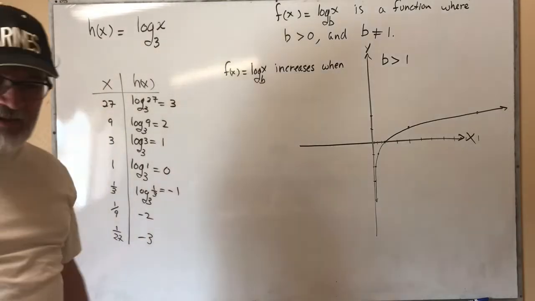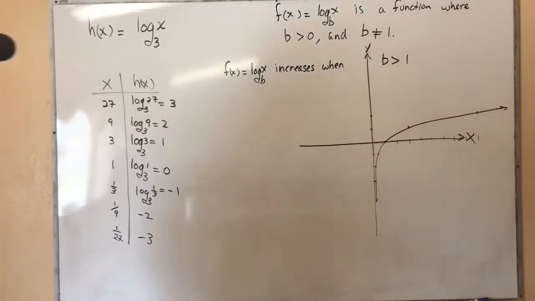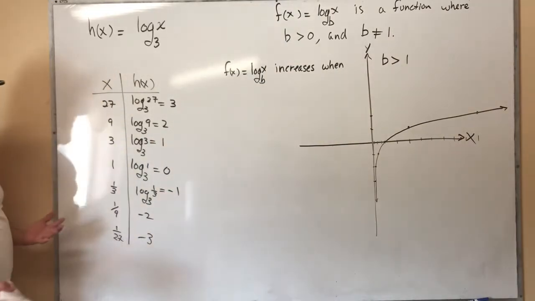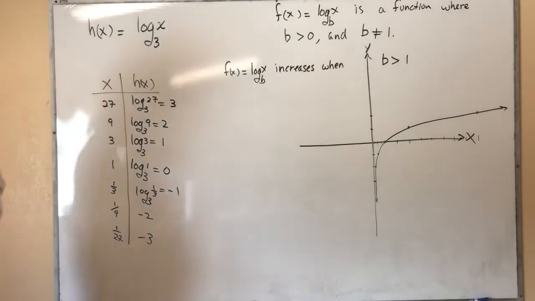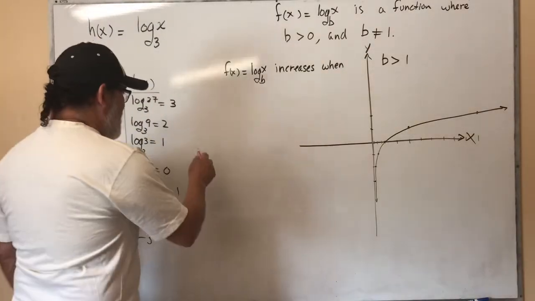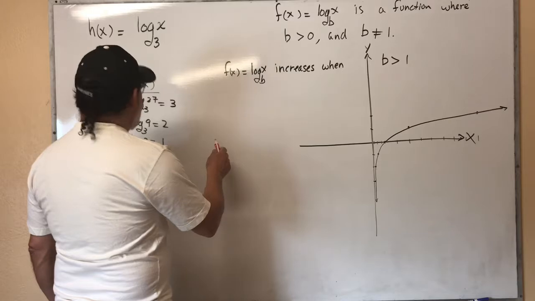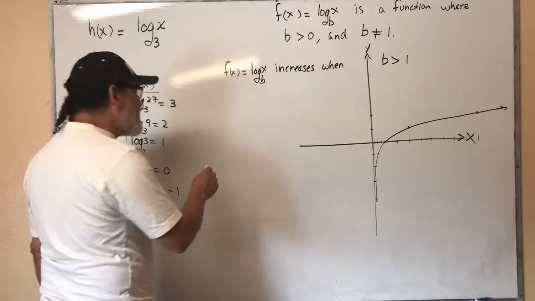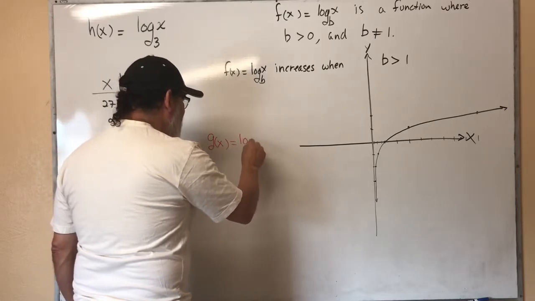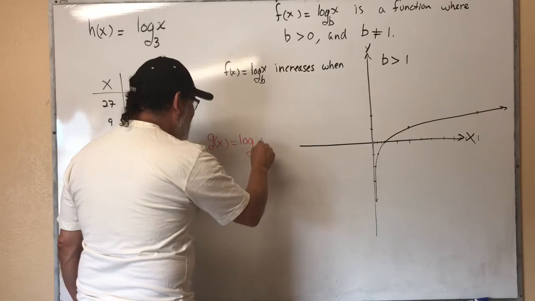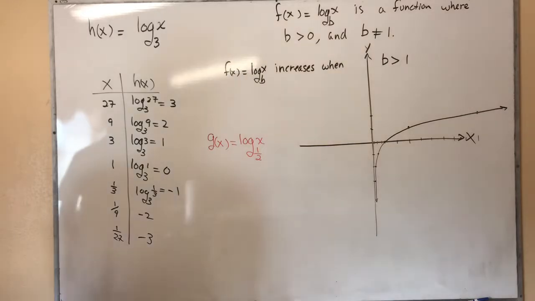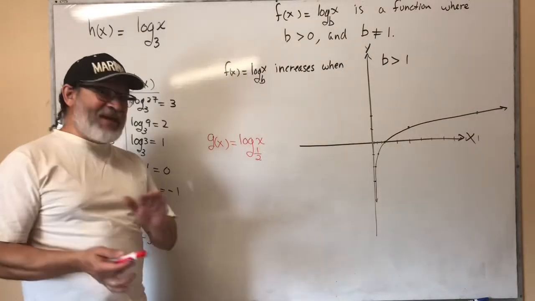Let's do another one. Watch this. Okay. You got it? I'm sorry, I have to erase this, guys. Maybe I don't. Here, we're gonna do one in red. Let's graph g of x. G of x equals log base half of x. Nice. Let's graph that. Okay. Let's make a table.